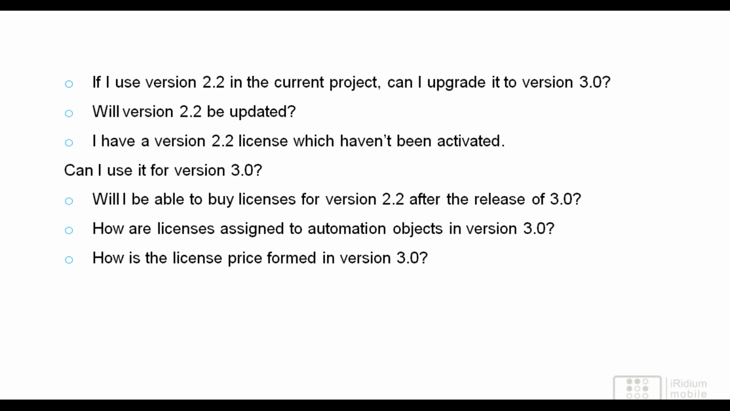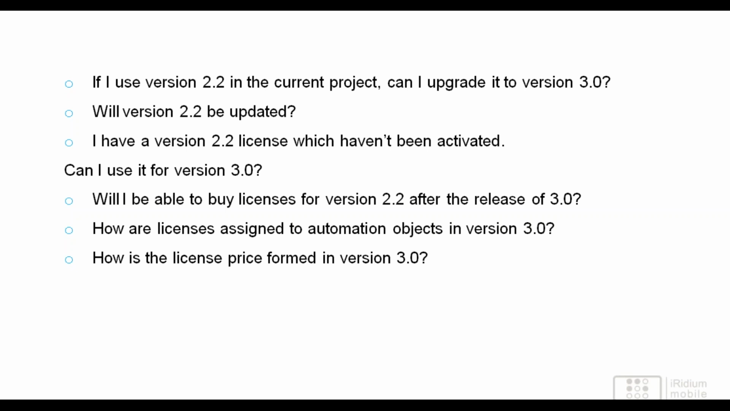Another question. I have a version 2.2 license which hasn't been activated. You still cannot use the license of 2.2 version, but we have a special program, let's say, like a promotion for our customers. If they haven't activated a license of 2.2, they can change it to a discount coupon, which will give a discount on the price of this license. So you can exchange it and then use this coupon to buy a 3.0 license. Another question, will I be able to buy 2.2 licenses? So yes, as I told you, it is possible. In my account you can choose 2.2 if you need it.